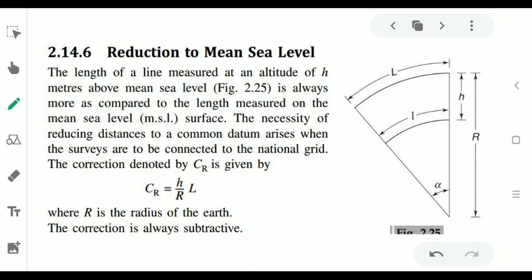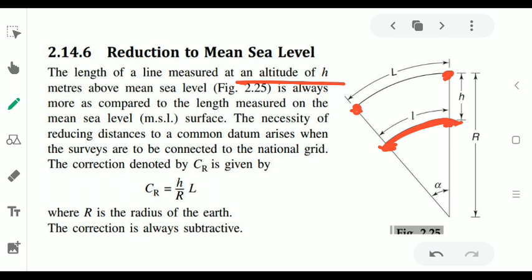Then the last correction is reduction to mean sea level. Whenever we measure any line at an altitude of height h above mean sea level, that would be more as compared to the length measured on the mean sea level. For example, if we are here on mean sea level, then this much length is the length between these 2 points. But if we measure these 2 points at a different height, suppose at a height of h from mean sea level, then this length will come out larger.